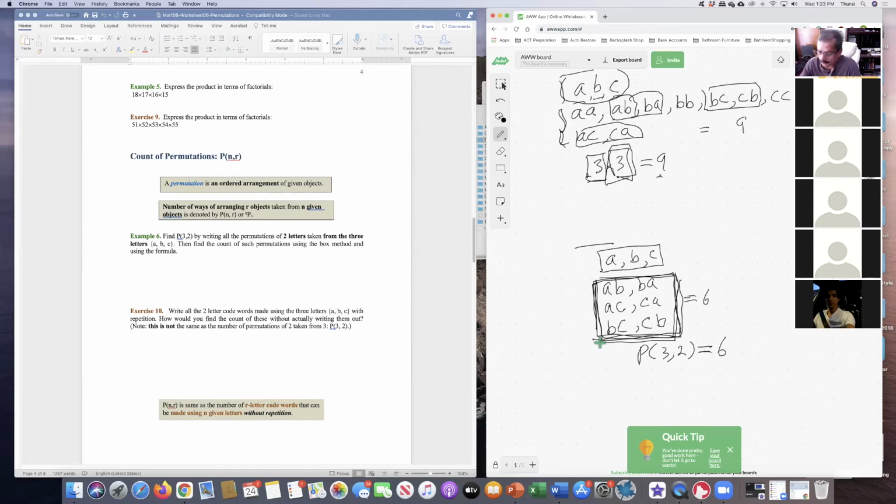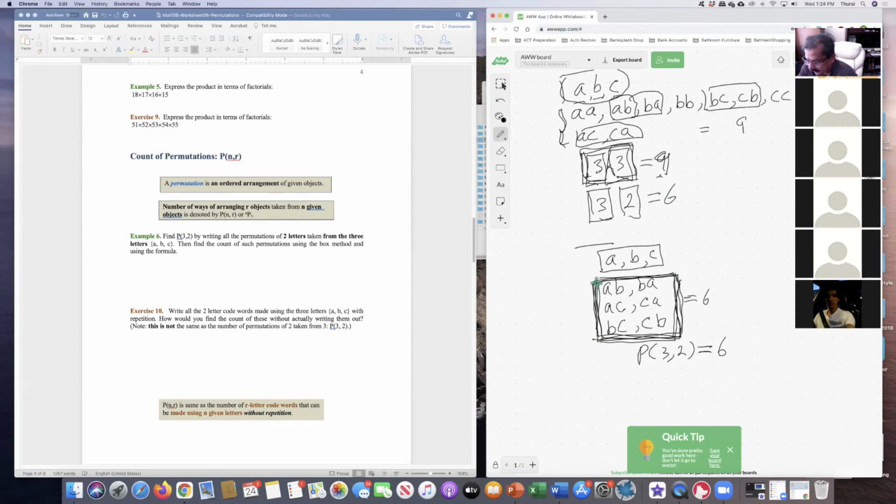So if the problem tells you that repetition is allowed, then this multiplication, the box method is the only way to solve the problem. The answer will be 9. If the problem says repetition is not allowed, then you can still do it by the box method. How many ways are there to fill the first one? 3. And how many for the second one? 2. So you have 6. And you have exactly 6 here, right?